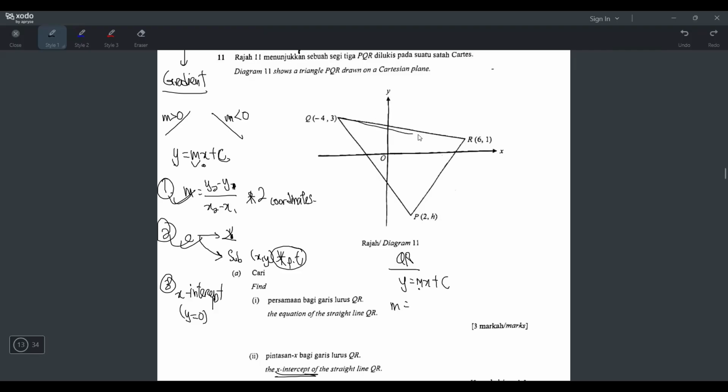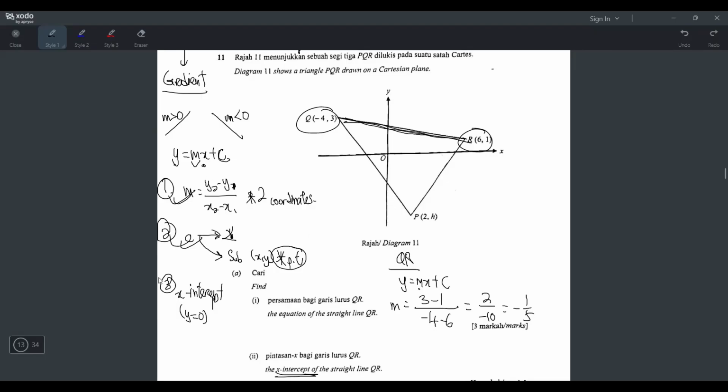How to find the gradient of QR? Well, the formula I wrote here already. If you have two coordinates that the line passes through, then you can use the formula. Do you have two points that you can use along the line? Yes, this one and this one. So the m will be y minus y, 3 minus 1, divided by x minus x, negative 4 minus 6. And then you'll get 2 here, negative 10 here, and negative 1 over 5 is the gradient.